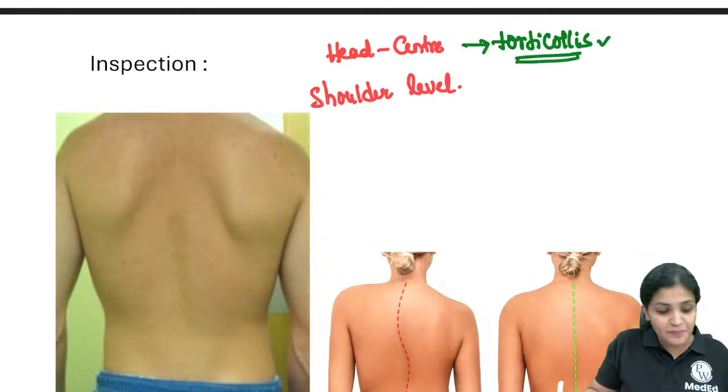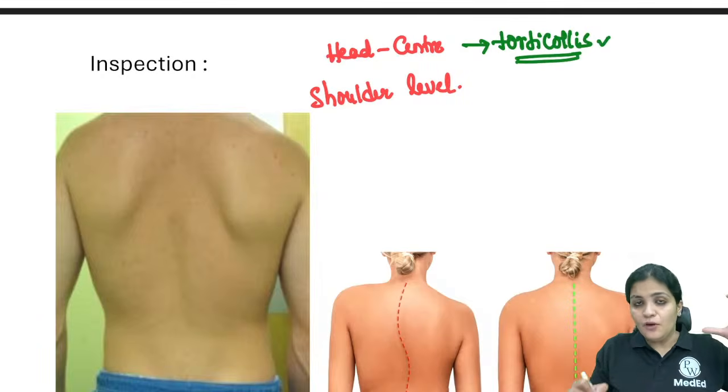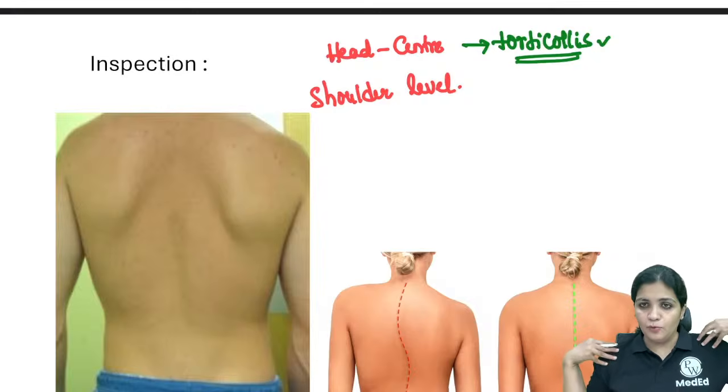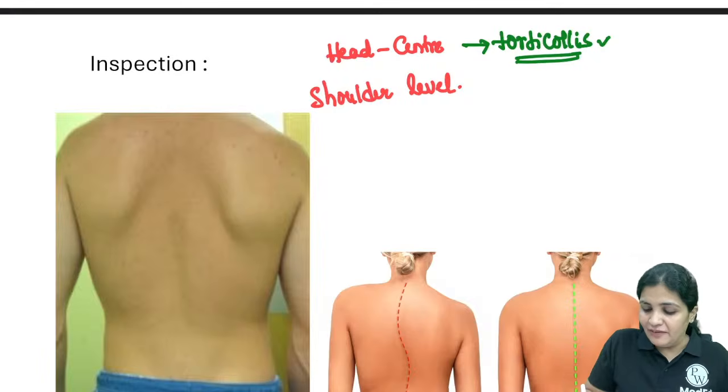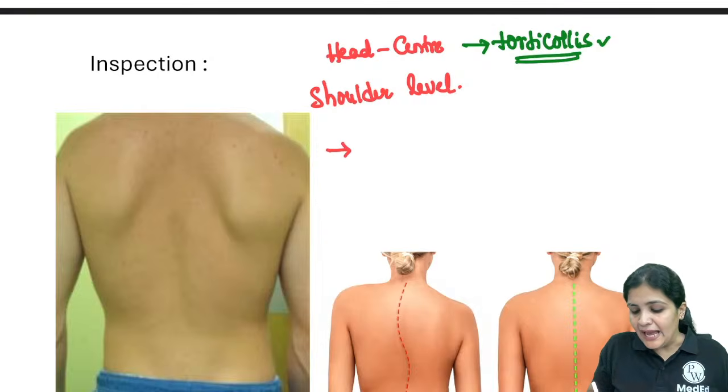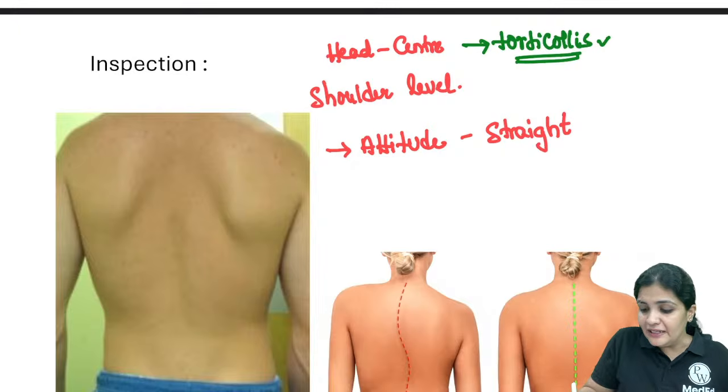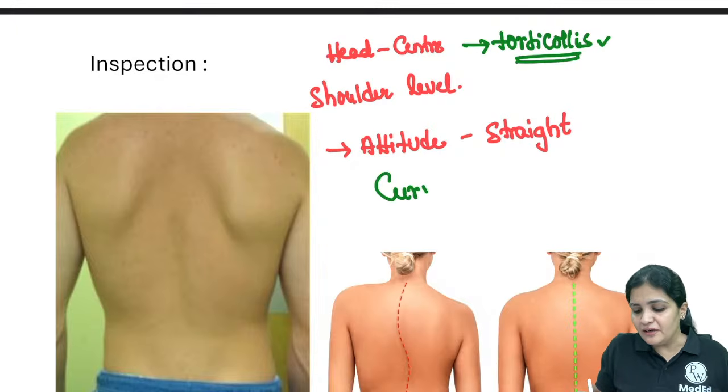So you have to inspect right from the position of the head to the shoulder level. There should be no abnormal movements or abnormal positions of the shoulder; they are at the equal level. And then what do you see? You see the attitude, whether the spine is straight. Normally the spine should be straight. If there is any deviation, you will look for the curves.